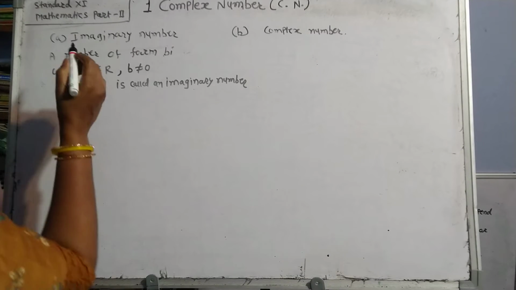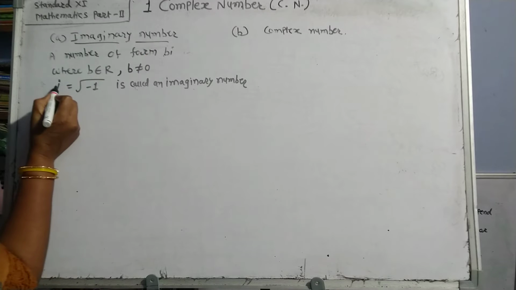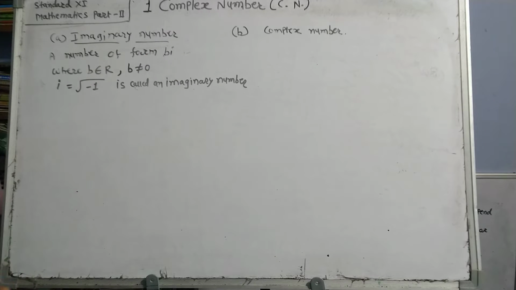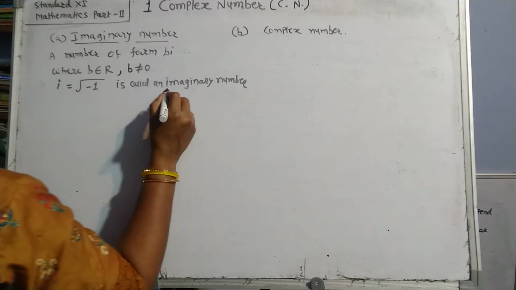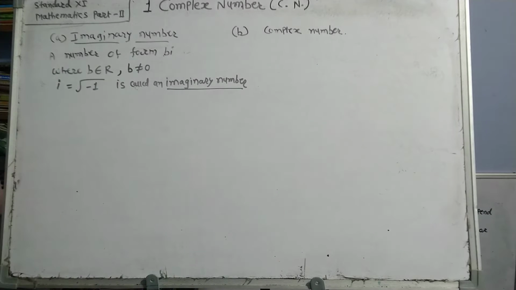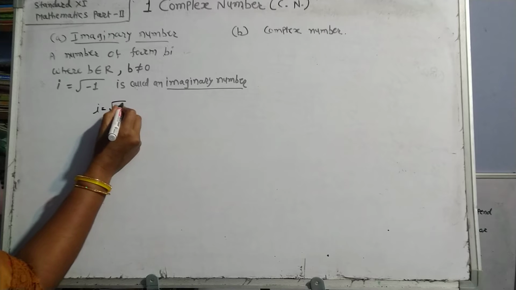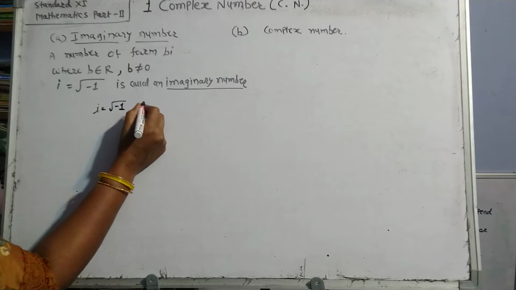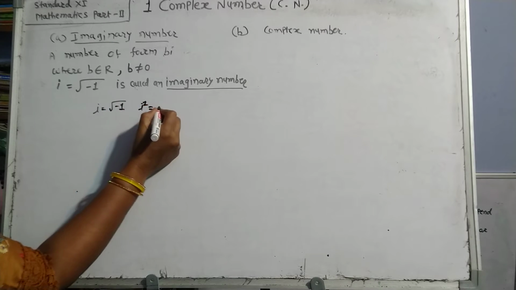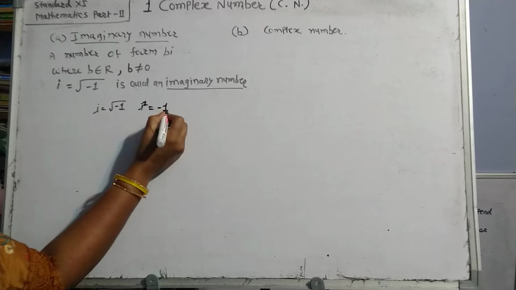Now imaginary number. I is nothing but square root of -1, and it is called an imaginary number, where I is the Greek letter iota. I is nothing but square root of -1, means I square means what? I square is equal to -1.